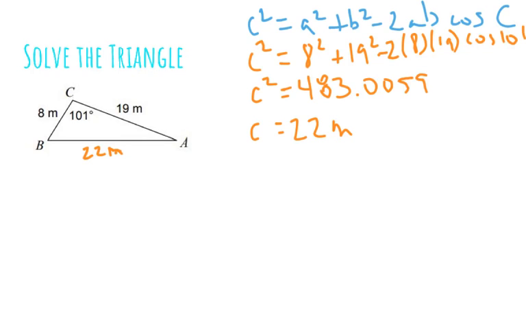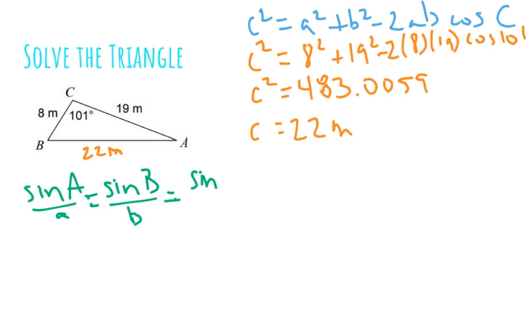The law of sines was the sine of angle A over side A equals the sine of B over side B, right? Back to that relationship between those angles and those opposite sides, right? Sine C over side C.